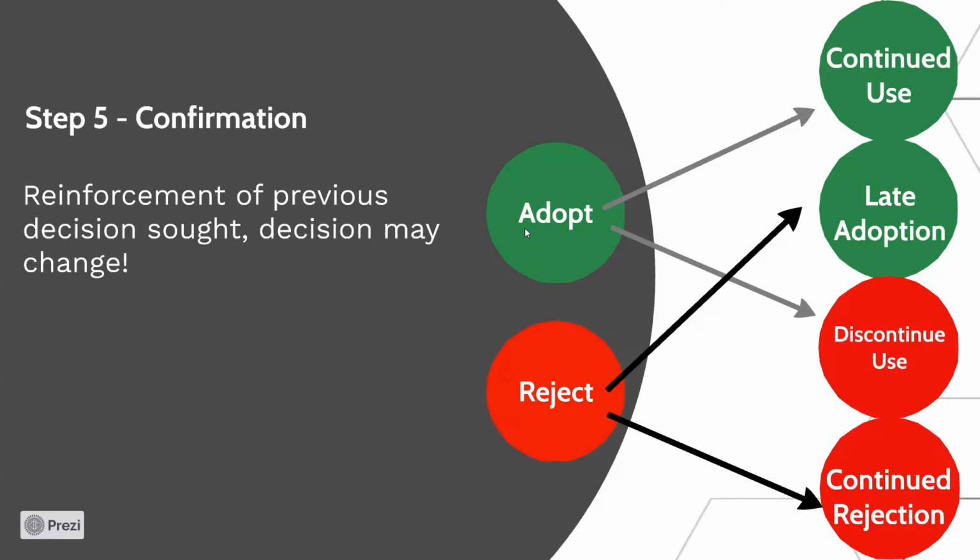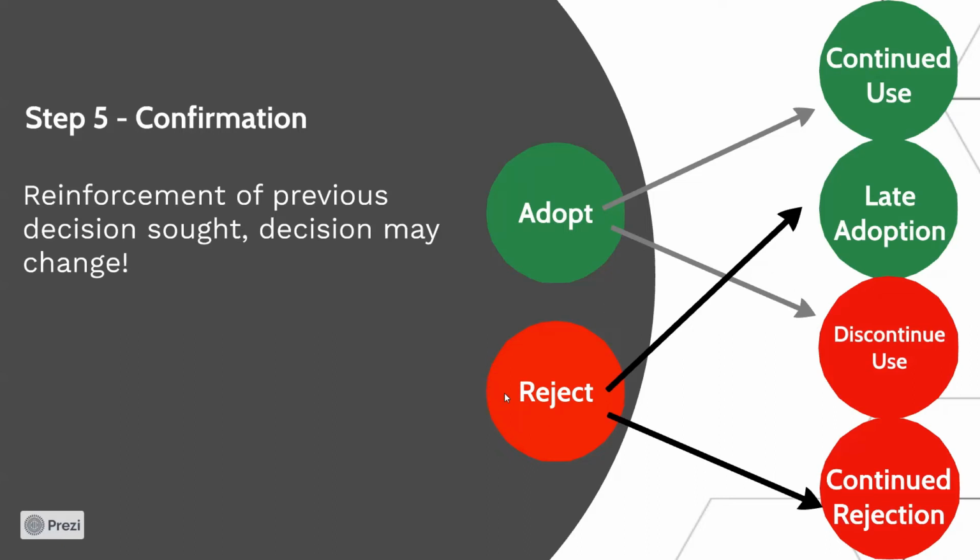If in step 3, we chose to adopt the innovation, we can either continue to use the innovation, likely because we see its value based on our implementation and evaluation that occurred in step 4, or we can choose instead to discontinue use of the innovation, likely because we did not see value or relative costs and benefits when we implemented and evaluated the innovation in step 4.